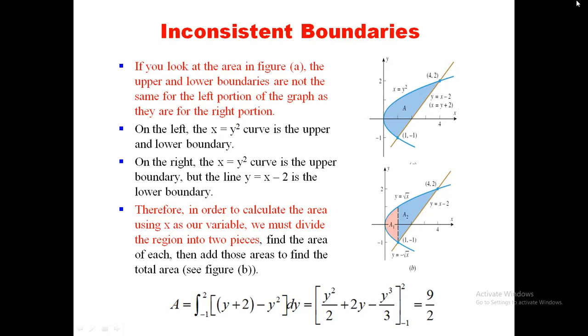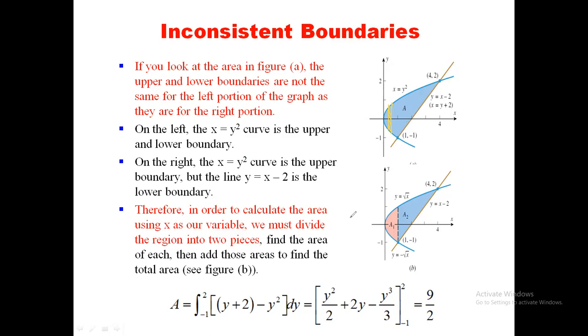On the left, the x equal to y squared curve is the upper and lower boundary. True. Kaina, ipakita ko. So in here, this is our differential element. On the left, the x equal to y squared curve is the upper and the lower boundary. Babaw niya kag idalom puro tanan curve. On the right, you will have x equal to y squared curve and the lower boundary is the line y equal to x minus 2. So there is already inconsistency.